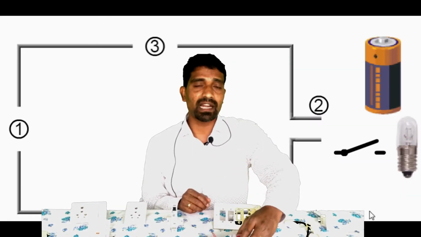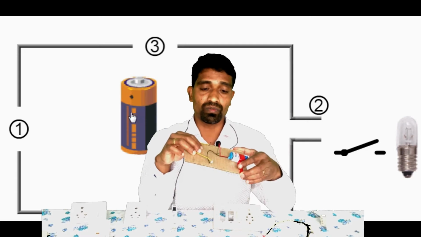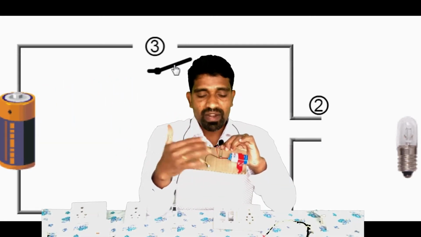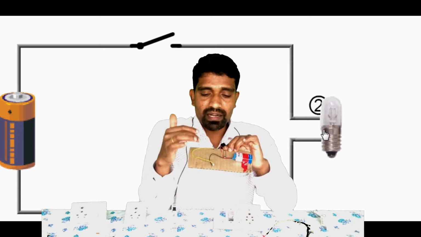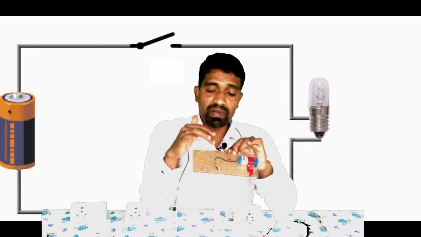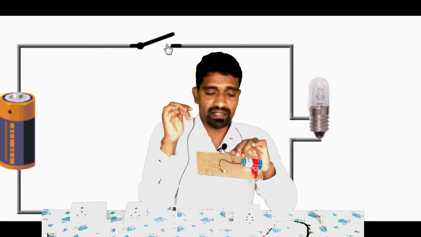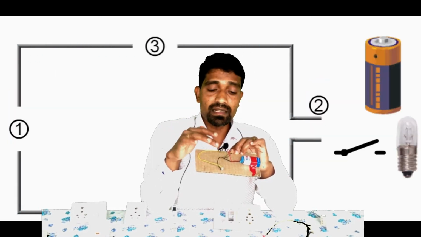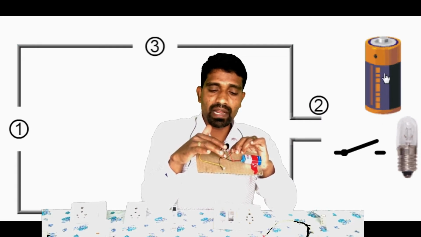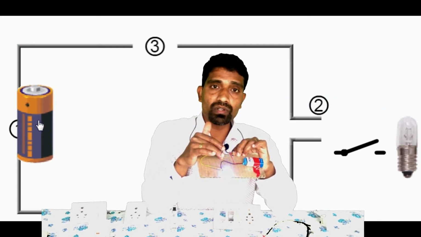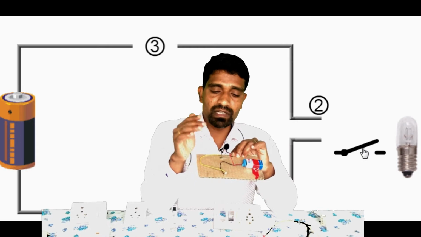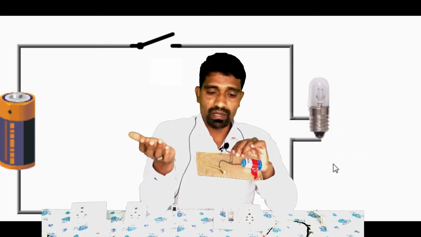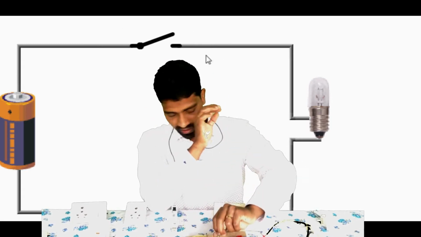I have a simple electric circuit for you here. I have made a simple electric circuit using a battery, an LED bulb, a safety pin and two nails and some wires. This safety pin between these two nails acts as a switch. You see, when I close this, the bulb is going to switch on. When I leave it, the bulb is off or it doesn't glow. That is how a switch functions.